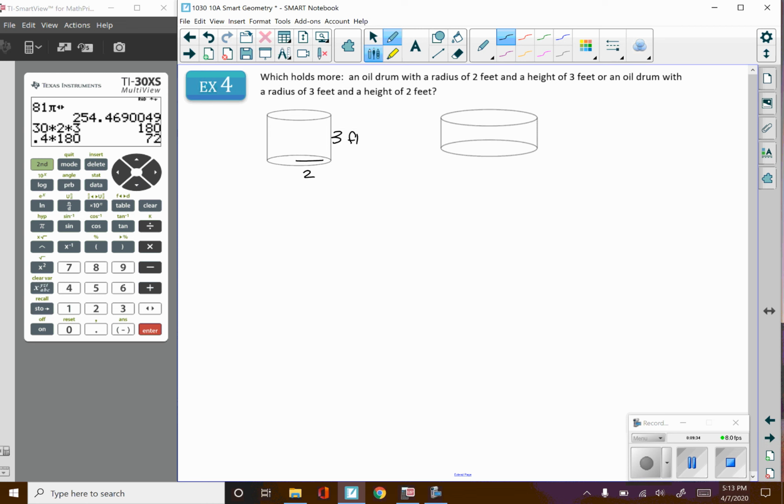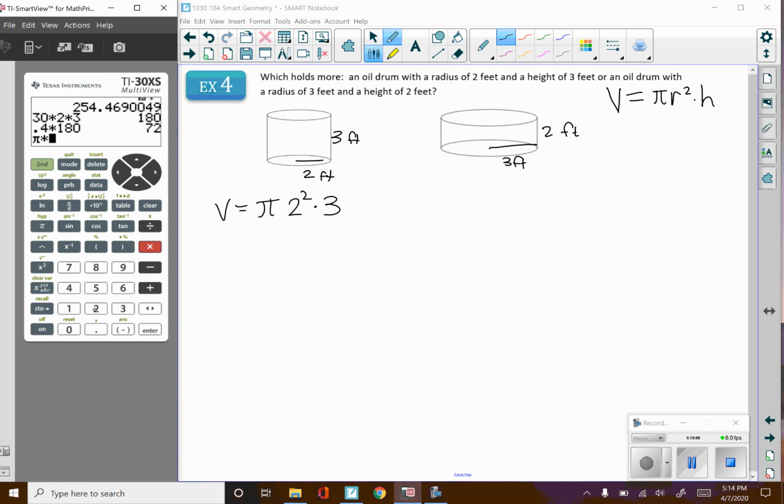All right, which holds more, an oil drum with a radius of 2 feet and a height of 3 feet, or an oil drum with a radius of 3 feet and a height of 2 feet? Okay, so we're going to calculate the volume of each of these. Our volume formula for a cylinder is a circle, pi r squared, multiplied by a height. So for this first one, it is pi times the radius squared times 3. So pi times 2 squared times 3 is 37.7, and that would be feet to the third power, or cubic feet.